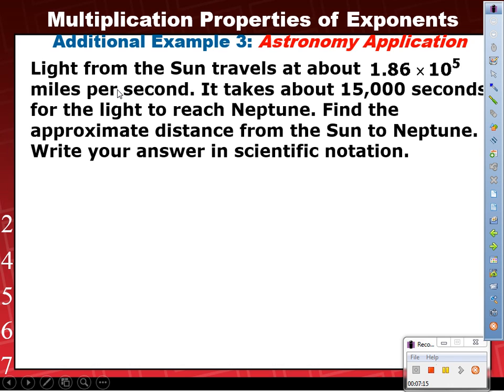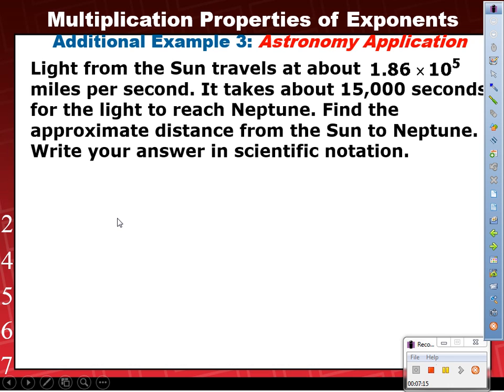Who's used that in science, rate formula? Distance equals rate times time. Who's heard that before? Okay, you're going to be using that more this year, and here also in math, since we're going to be applying a lot of word problems. However, who notices that this is in scientific notation? 1.86 times 10 to the 5th. That's called scientific notation. Refresher from last year. But it says it takes about 15,000 seconds for the light to reach Neptune. Well, first of all, this is not in scientific notation. This is in standard form. Do you guys see that?